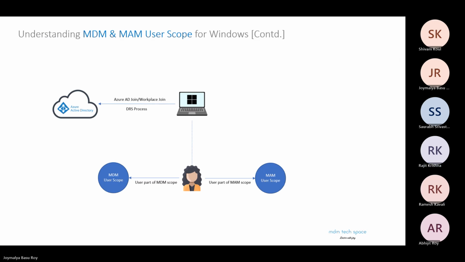Yes. So now the user is part of both the scopes, and the device goes for the registration process and the authentication happens. Now, based on this, can you tell me what will be the device enrollment behavior?